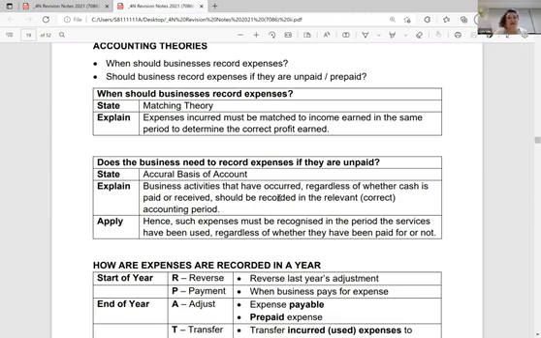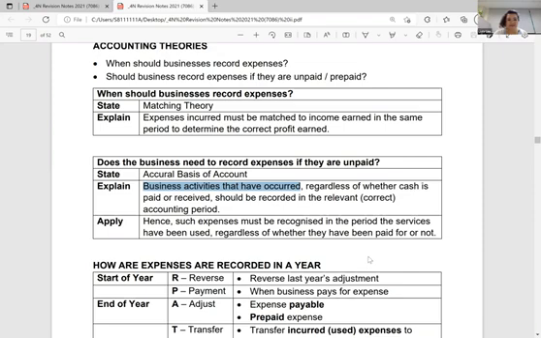But do I need to record my expenses if I haven't paid for them? The answer is, well, it depends on whether you have used the expenses. So yes, if you have used the services, or if you have used the expenses, then accrual basis of accounting says that you must record them, because the business activity has occurred. You have already used the expenses, you have used the services, so it has occurred. So even if you have not paid for it, you must still record it.